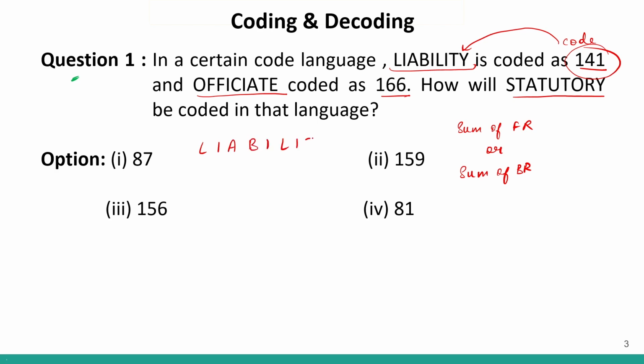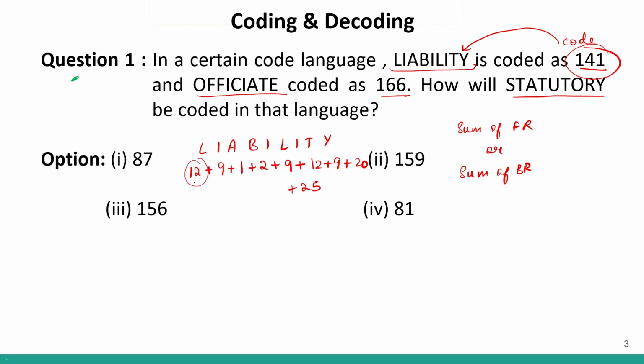Okay, with forward ranks. So what is the code for L? Forward rank for L is 12. For I it is 9, A it is 1, B it is 2, again for I it is 9, L it is again 12, plus 9, plus for T it is 20 and for Y it is 25. So let us find the sum.